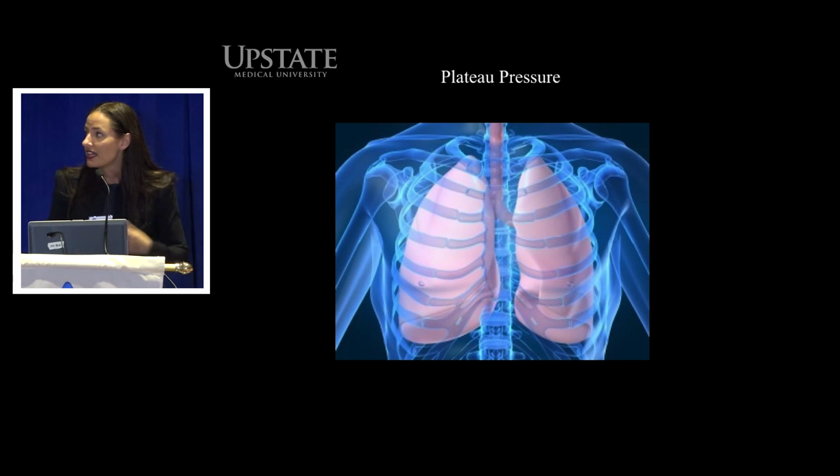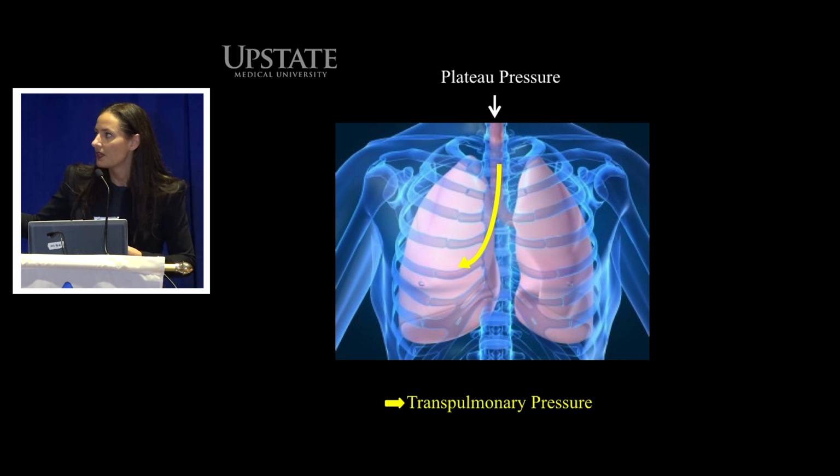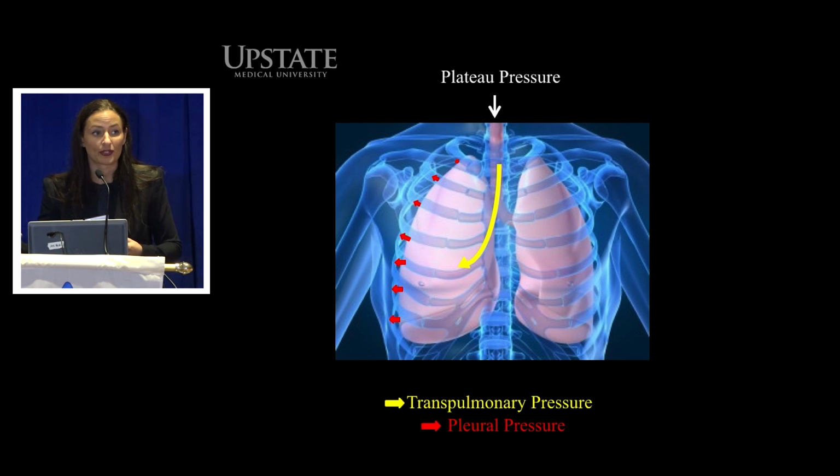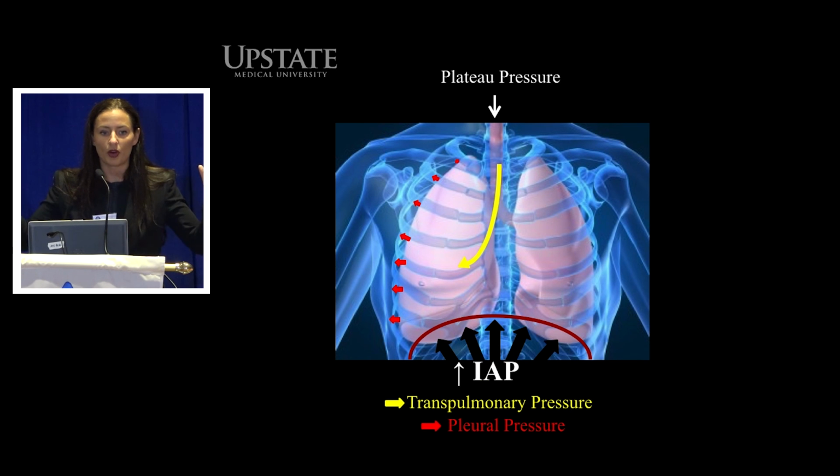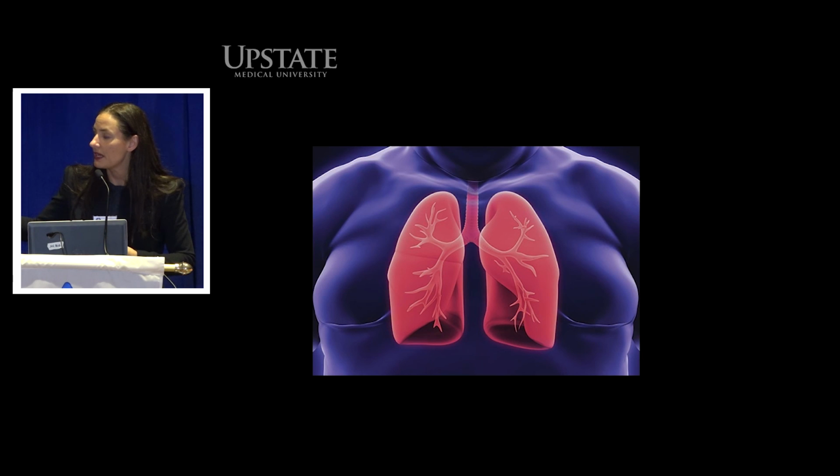So if we take a nice healthy set of lungs in a nice thin individual and we deliver an airway pressure, a certain proportion of it is going to be distributed to the lung as transpulmonary pressure, in other words, lung stress. Another proportion of it is going to be distributed to the chest wall as pleural pressure, and that's going to work to combat any chest wall edema, obesity. If there's any element of intra-abdominal hypertension, then that pleural pressure is also going to work to combat that additional pressure. So you can imagine ventilating a patient like this is quite different from ventilating a patient like this.